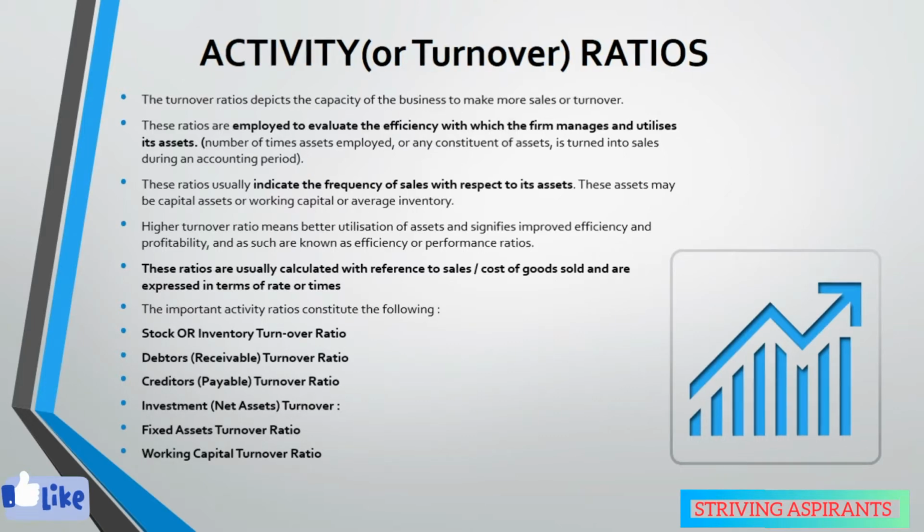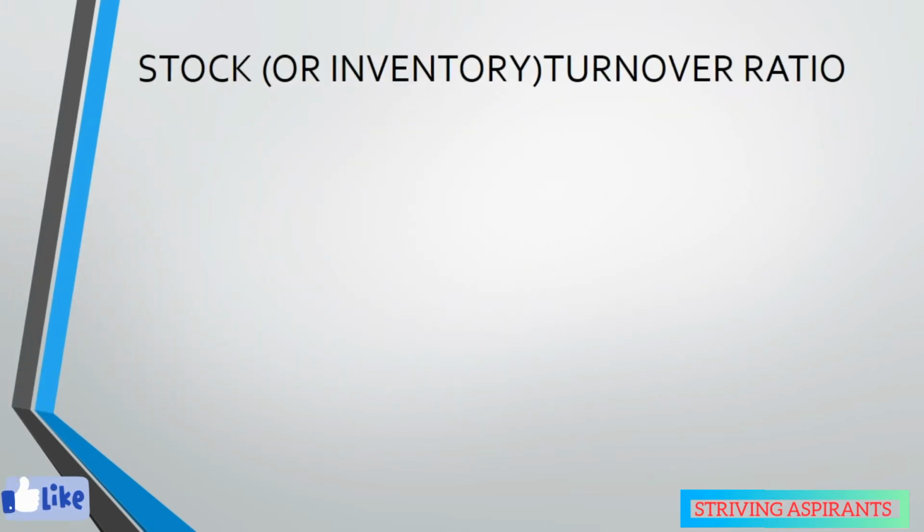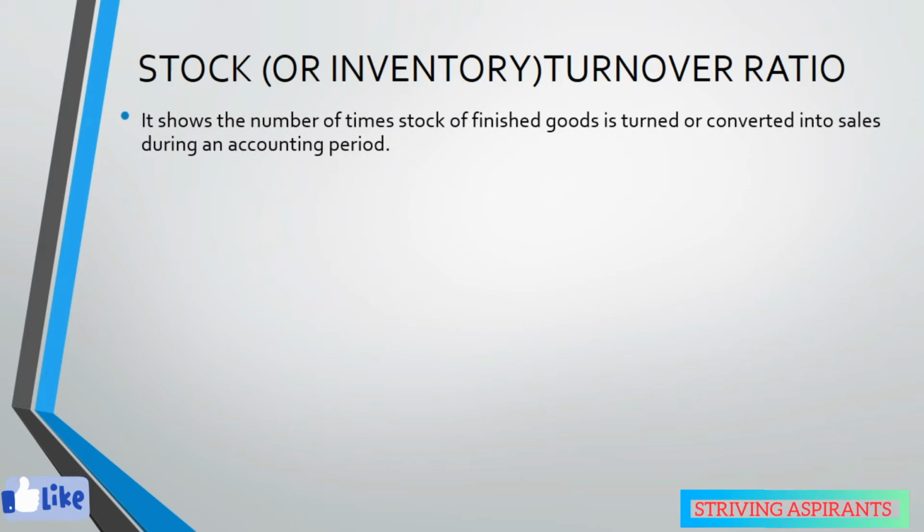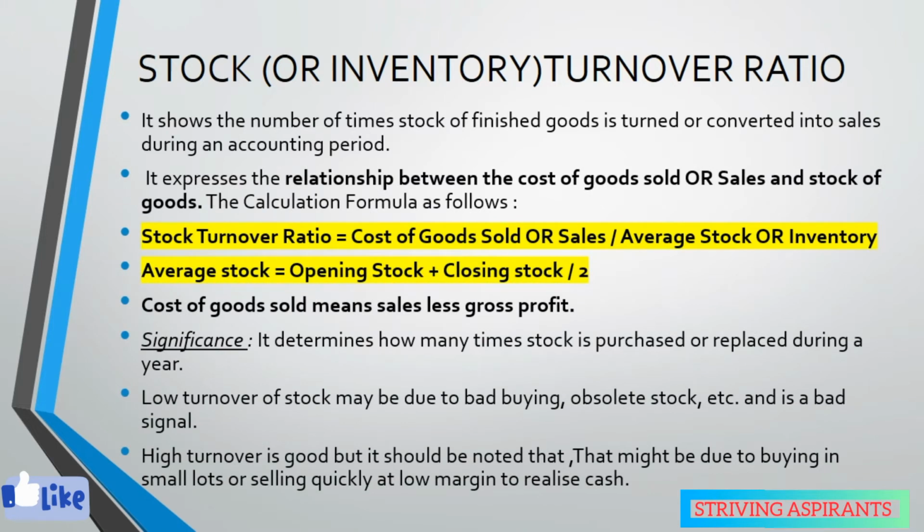Let us check the stock or inventory turnover ratio. As the name indicates, this ratio deals with the stock or the finished goods a company is dealing with and the products sold by a company in an accounting period. In other words, we can say it is the relationship between cost of goods sold or sales and the stock of goods or the average stock.